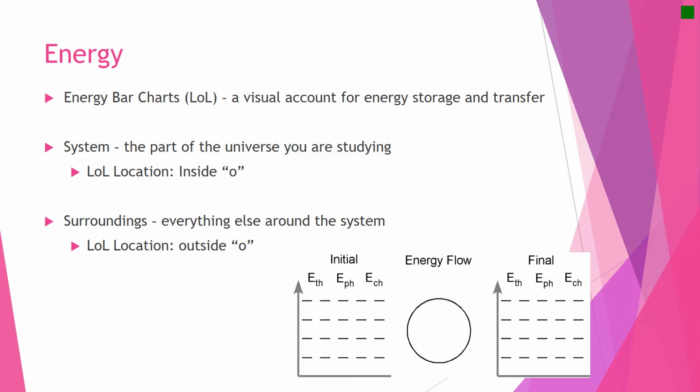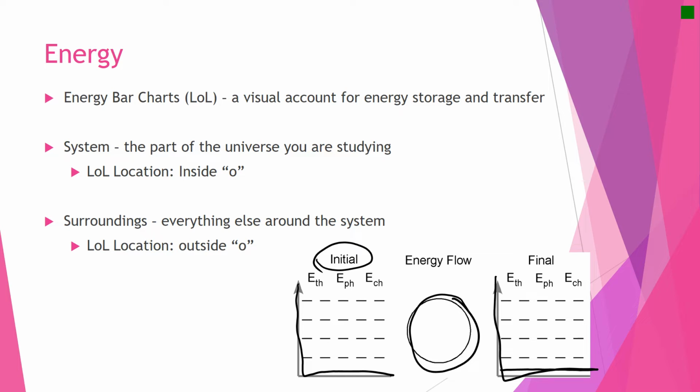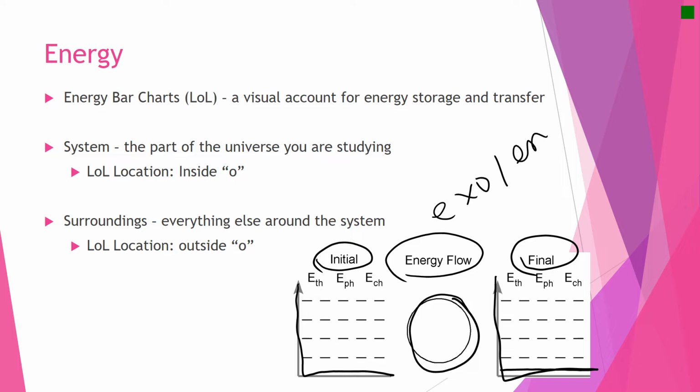Now, when I say an LOL diagram, if you look at the bottom, this is an example of it. So we've got an L, an O, and an L. Okay, this is where your energy is initially, this is where it is final, and this is what is happening with the energy. Is it going into the system or is it leaving the system? And from this, you can identify whether it's an exothermic or an endothermic process, okay?